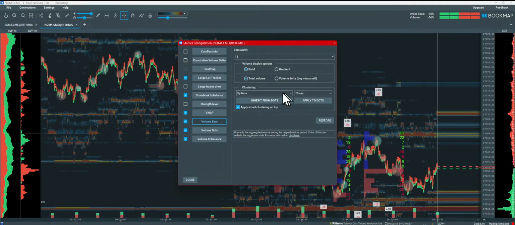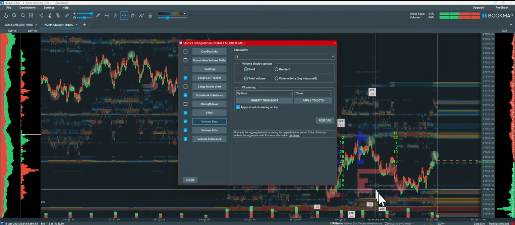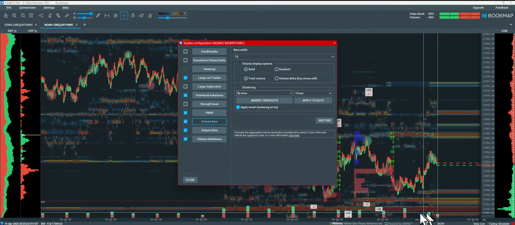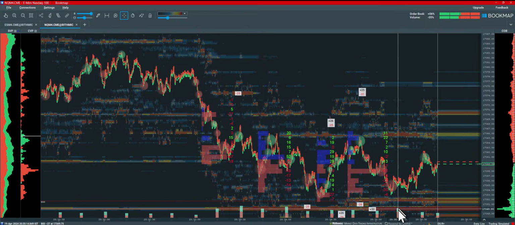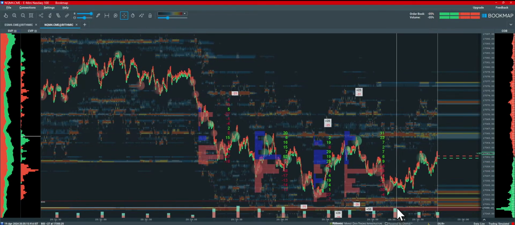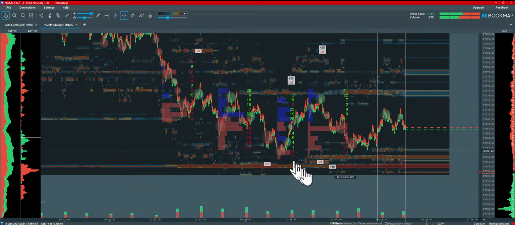These are 15 seconds, and by time you can do it as you want, by volume, but I want to see it by time. So every 15 seconds I see these volume bars, and whenever there is a high volume, I see it right over here. So you can see this is the place where there was a high volume, and probably this is the area where it was. So let's consider this example for understanding purpose.